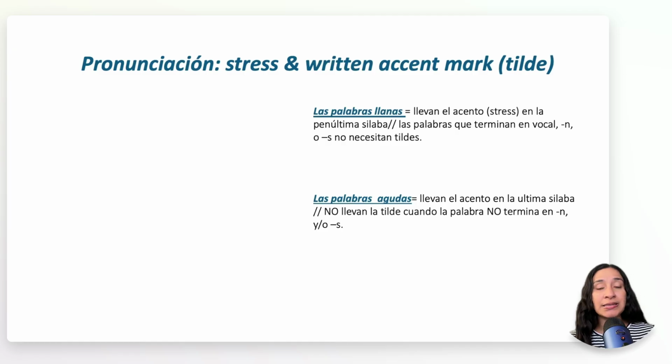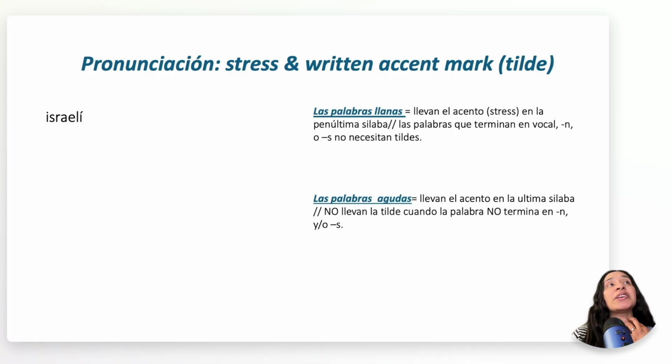These palabras agudas do not need a written accent mark, a tilde, when the word doesn't end in N or S, okay? So, for example, here we are gonna see some examples. What is this? Is it a palabra llana or a palabra aguda? It has the tilde on the last syllable, right? So it means that it is a palabra aguda.